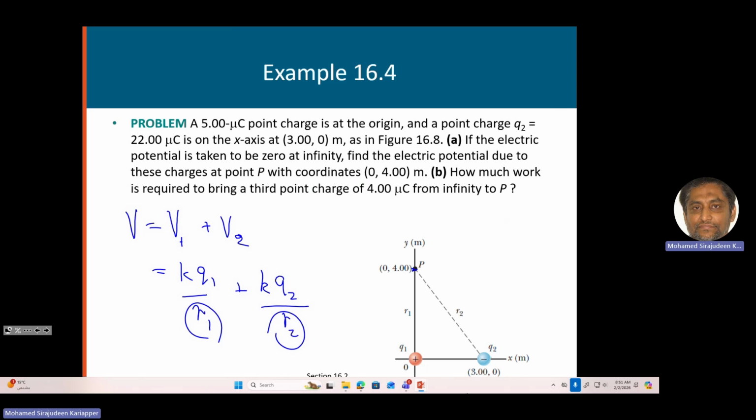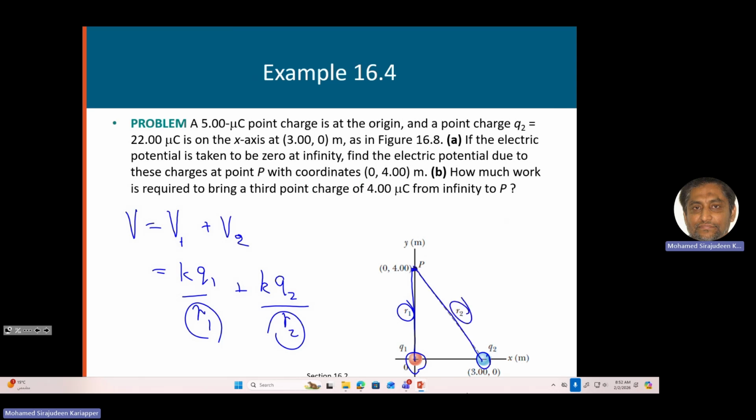No, not radius. It's the distance from the charge to where you want to get the potential. So for Q1, I want the potential at point P, so the distance from Q1 to the point. It's not radius. It's the distance from the charge to where you want to get the potential. So that will be R1. R2 will be the distance from Q2 to where you want to get the potential.